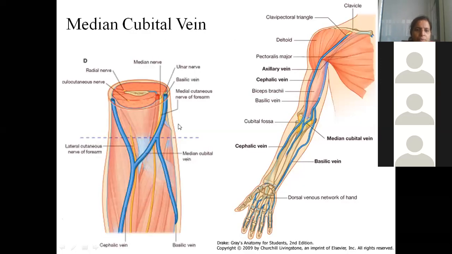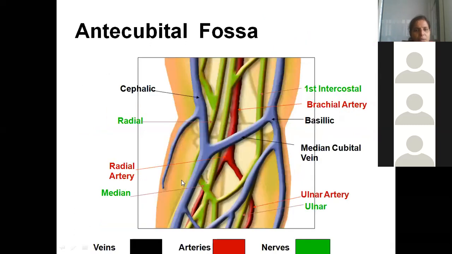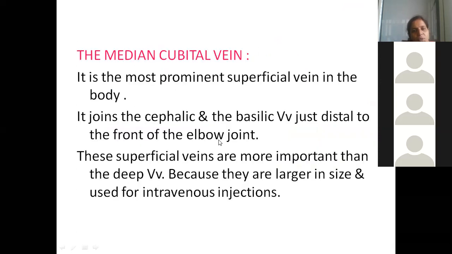The median cubital vein I have discussed yesterday. I hope you remember yesterday's class, right? It connects the cephalic vein and basilic vein. The blood flow is from cephalic to basilic. It is used for venipunctures and IV injections. Just below, we have the bicipital aponeurosis supporting it. We also have perforating veins because of which it is held in position. These are the points you are supposed to write for the median cubital vein. Same thing is written.